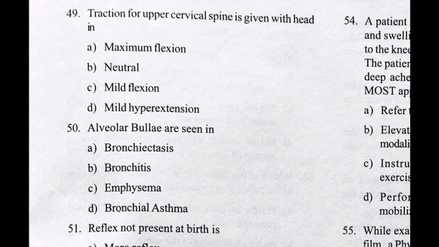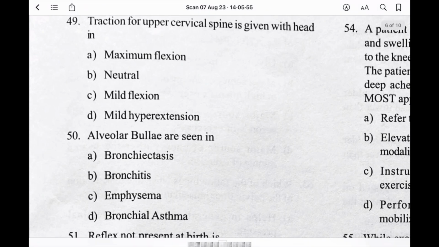Today we will cover 100 questions from question number 49. So let's get started. Traction for upper cervical spine is given with head in, options are minimal flexion, neutral, mild flexion and mild hyperextension. So the correct answer is D, mild hyperextension.